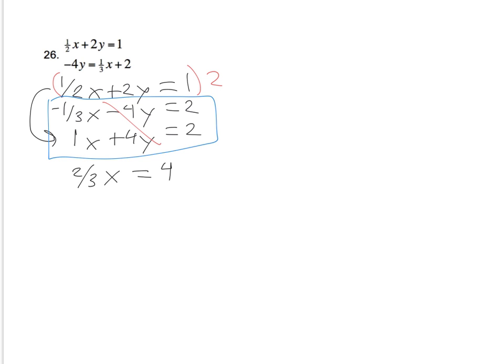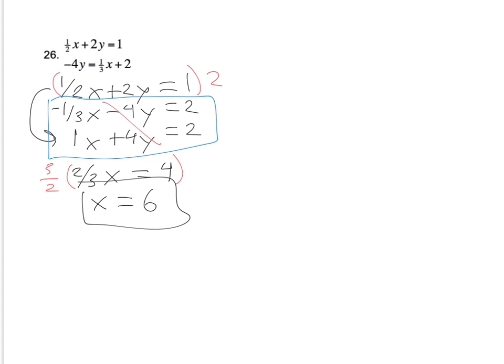negative 1/3 plus 1, is equal to 4. Okay, so then I'm either going to divide both sides by 2/3, or what you can actually do that's kind of nice is multiply by the reciprocal, 3/2. And that gets rid of the 2/3 here, and so what I'm left with is that x is equal to 6.